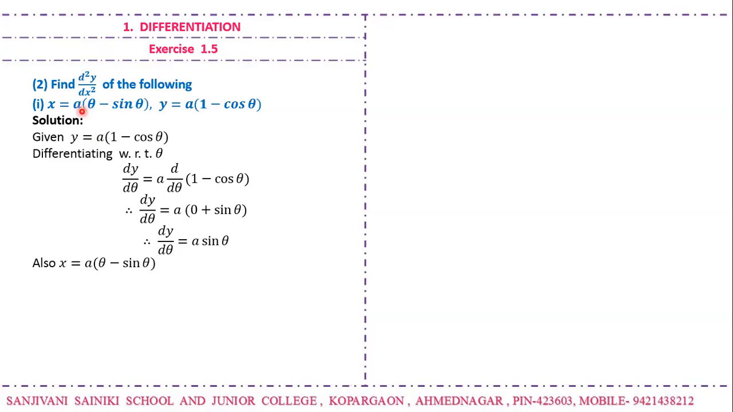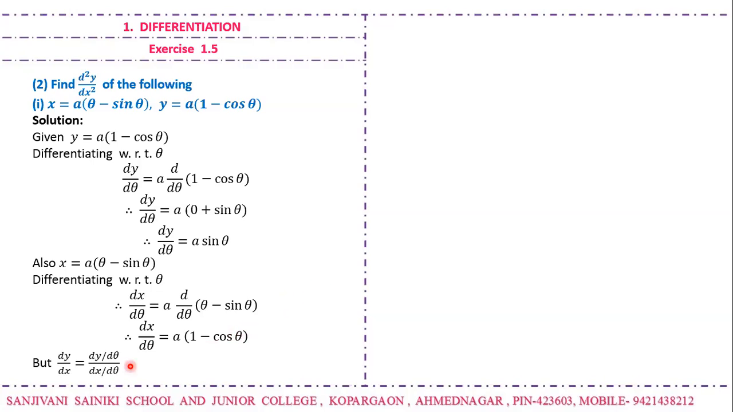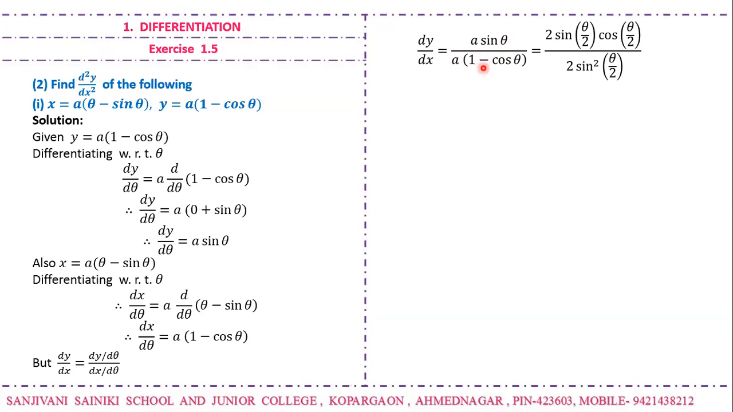Similarly, x is equal to a times (theta minus sin theta). So we can find its derivative. Differentiate with respect to theta. a is a constant. Now the derivative of theta is 1 and the derivative of sin theta is cos theta. So dx by d theta is a in bracket 1 minus cos theta. Now use the parametric differentiation. dy by dx is dy by d theta upon dx by d theta, so dy by dx is equal to a sin theta upon a in bracket 1 minus cos theta. Put the values of the derivatives that we have obtained.